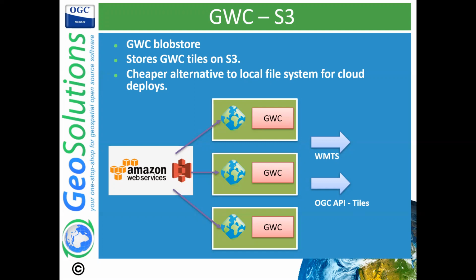The default one uses the file system, but we have plugins for S3 like this one, and we also have a plugin for Azure and another one for Swift, and more could be built to accommodate other cloud environments. So this module, the GWC S3, is obviously interesting when you are deploying GeoServer in Amazon, and you want to store the tiles in S3 to save on the cost of storage. So you can have your cluster of GeoServer providing tiles through WMTS or OGC API tiles, and then store all of the tiles in S3.